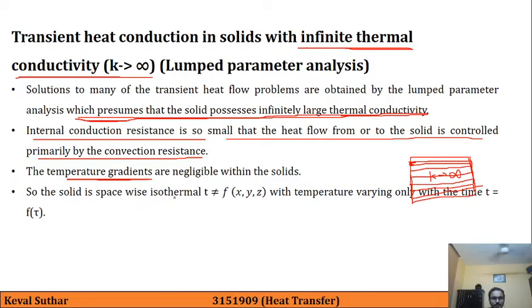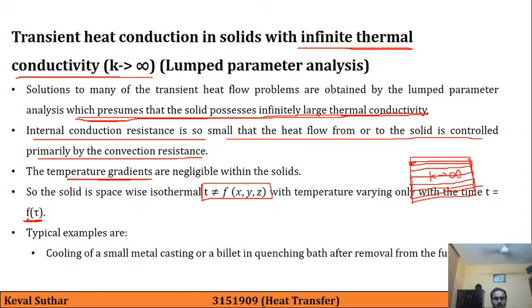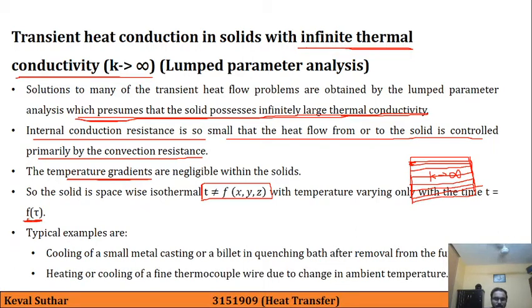Now here, because it is fully the same temperature, the temperature does not depend on space coordinates, because temperature is constant throughout the space in a solid with infinite thermal conductivity. So now the temperature is only a function of time. Typical examples are cooling of a small metal casting or a billet in a quenching bath after removal from the furnace, and heating or cooling of a fine thermocouple wire due to change in ambient temperature.